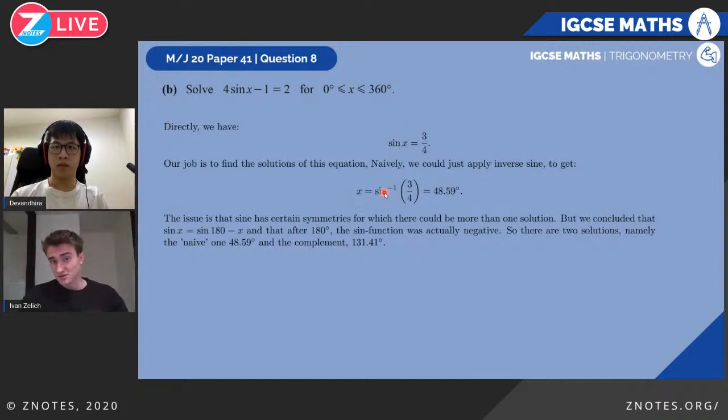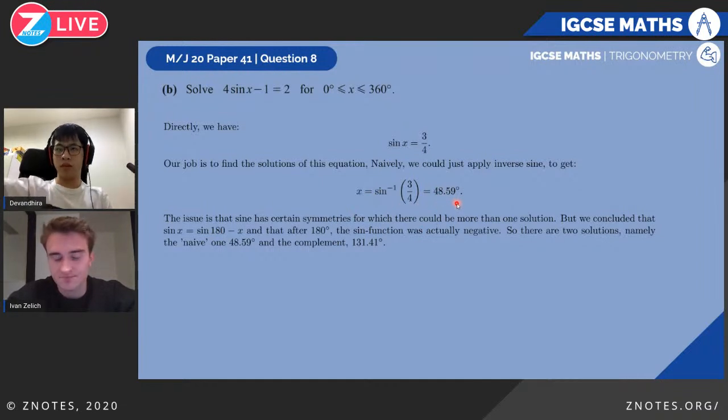Naively, we could just apply the inverse. When we say inverse, we really mean the inverse of sine defined in a particular domain for which you don't have two solutions when you invert, because that wouldn't really make sense as a function. Imagine a function that when you put in x you get 2 values; that's a multi-valued function, not really a function. But when you input inverse sine, you get that the answer is 48.59 degrees.